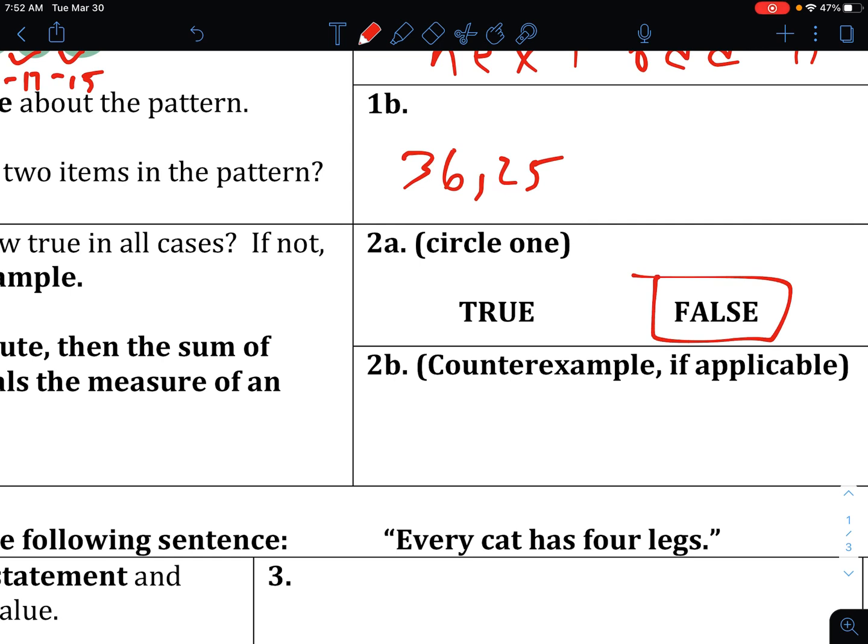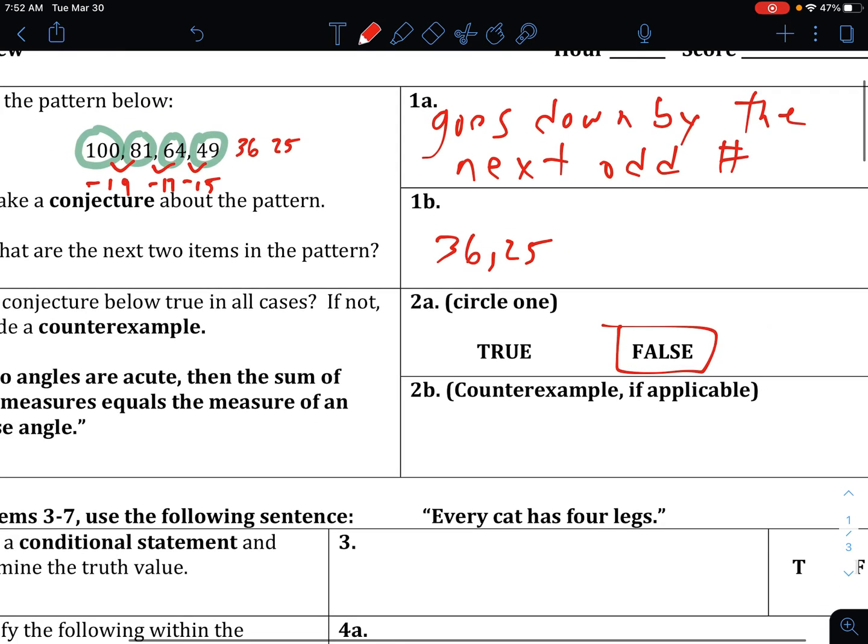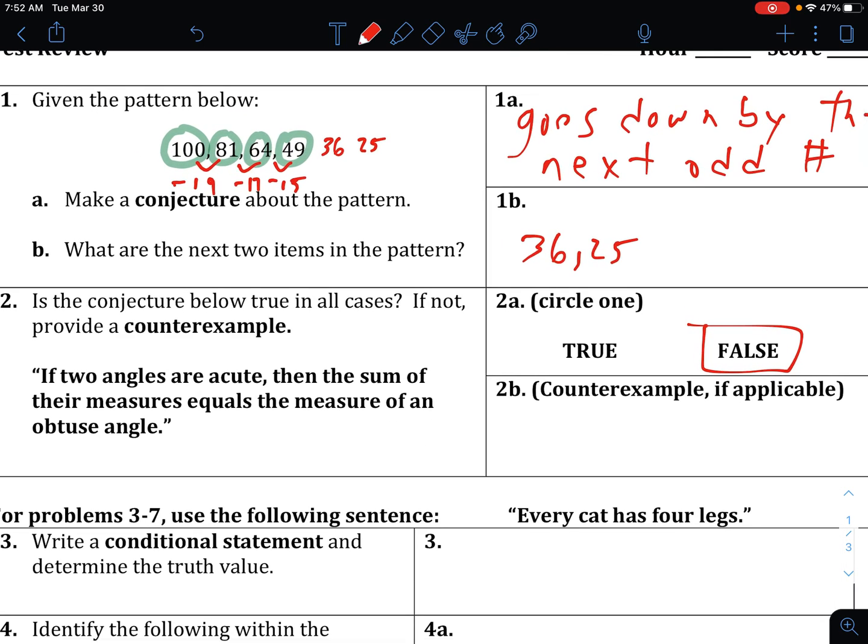Now, a counterexample is not a sentence, folks. It is an example that proves the statement false. So what you would want to do is write out something.